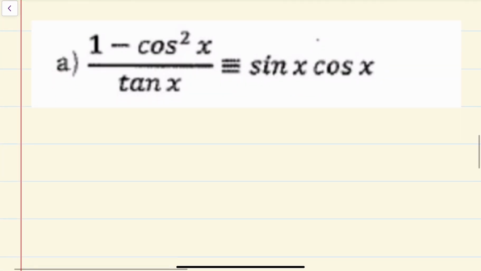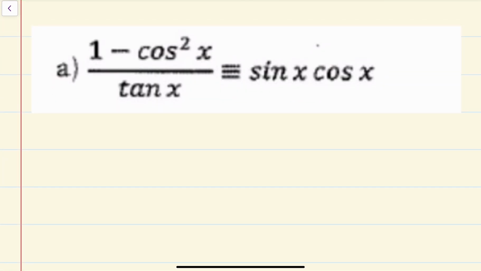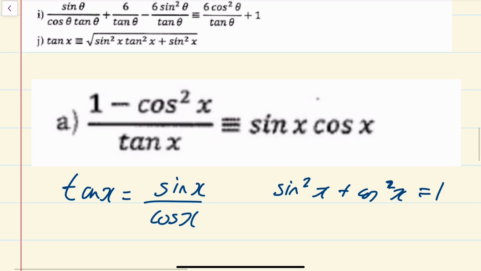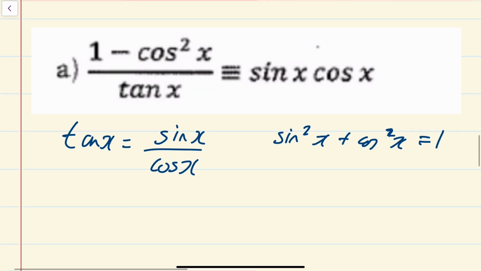In AS level mathematics you only have two trig identities. The first one is that tan of x is equal to sine of x over cos of x, and the other one is that sine squared of x plus cos squared of x is equal to 1. So there's only two identities we can use. Okay, for an identity, I'm going to shift those up there out of the way.